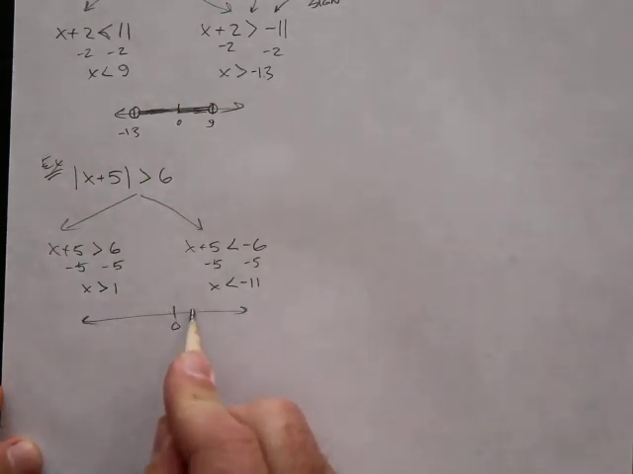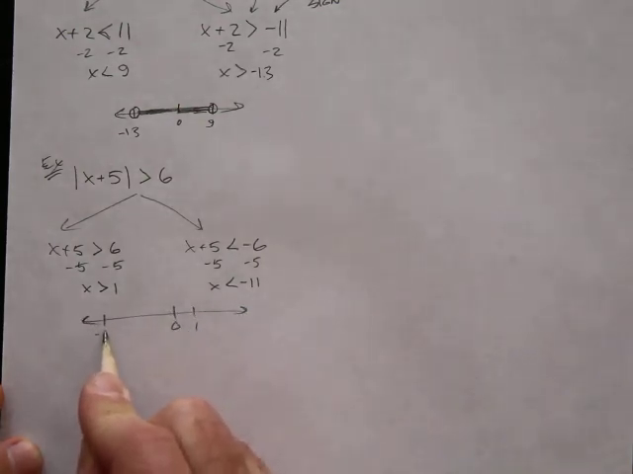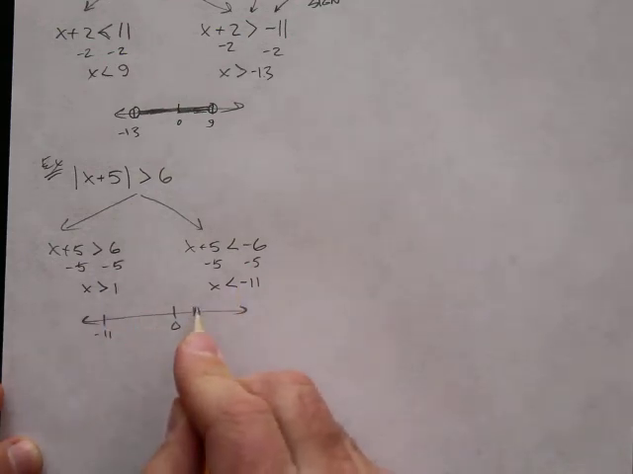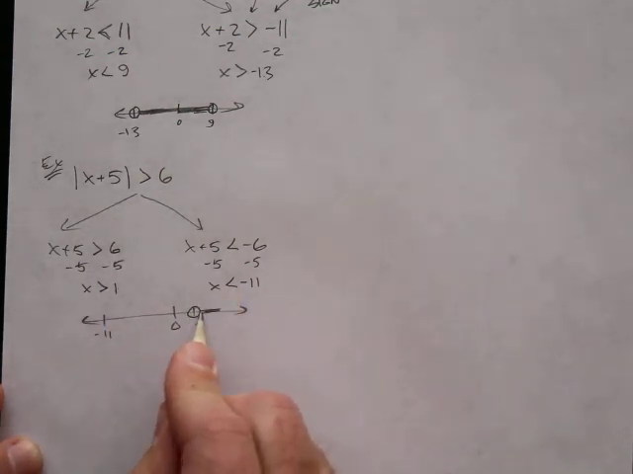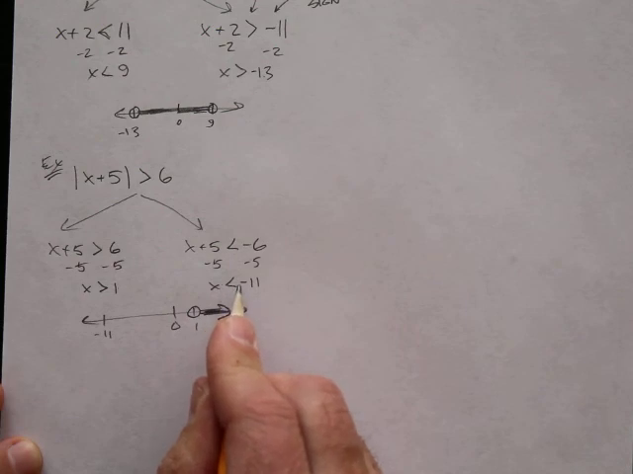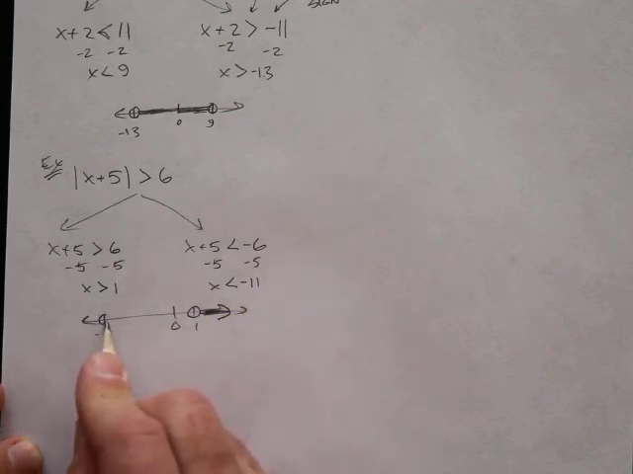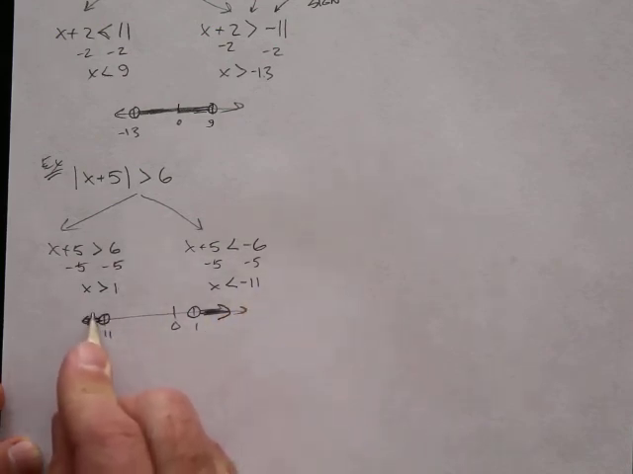Here's 0. Here's 1. Here's negative 11. X is greater than 1, open circle, greater than. X is less than negative 11, open circle, less than.